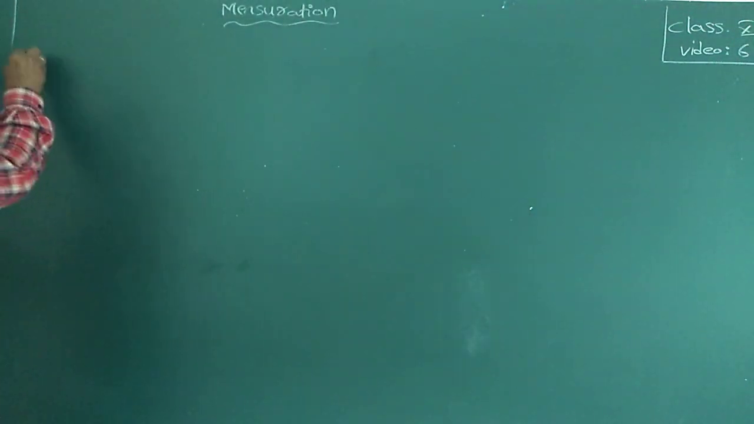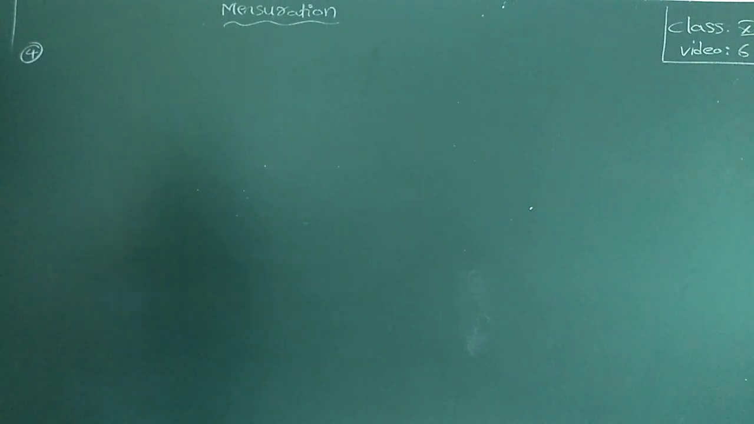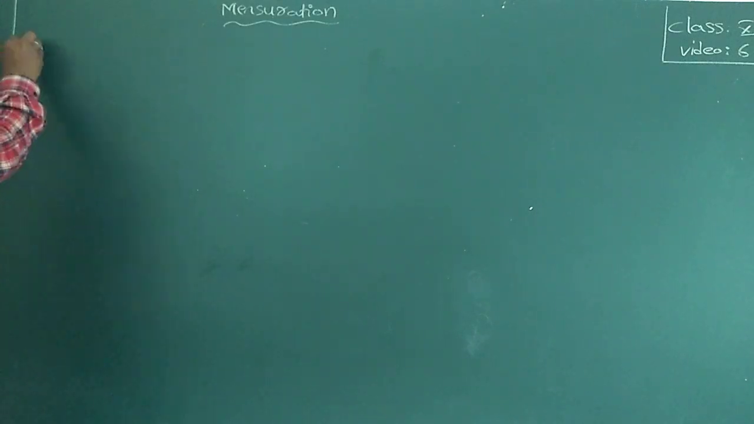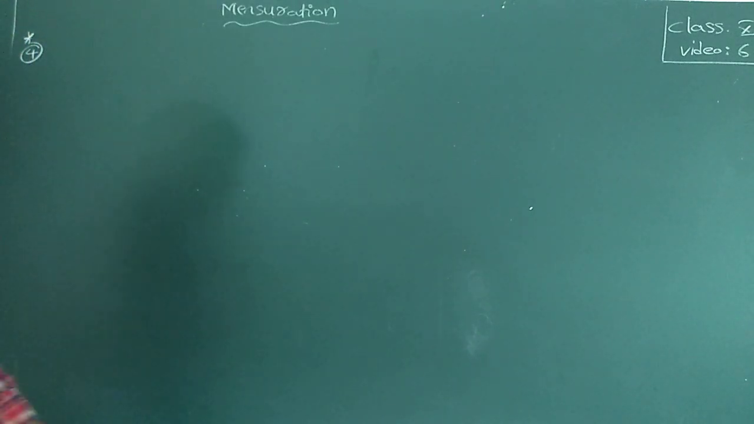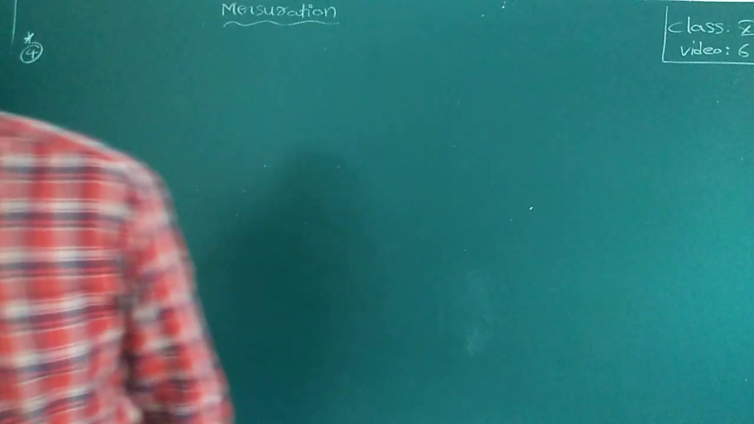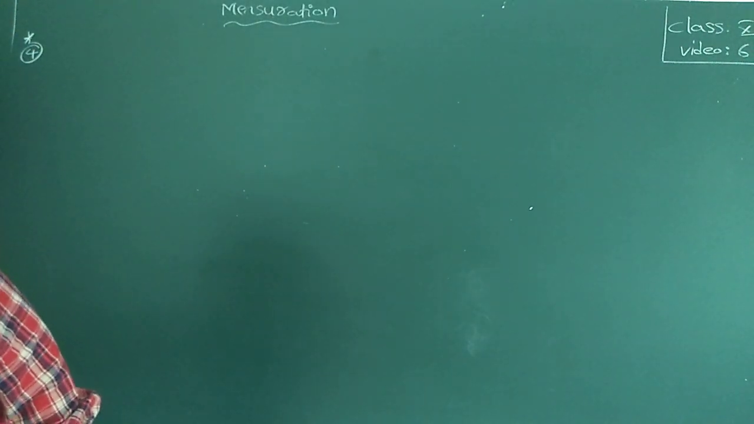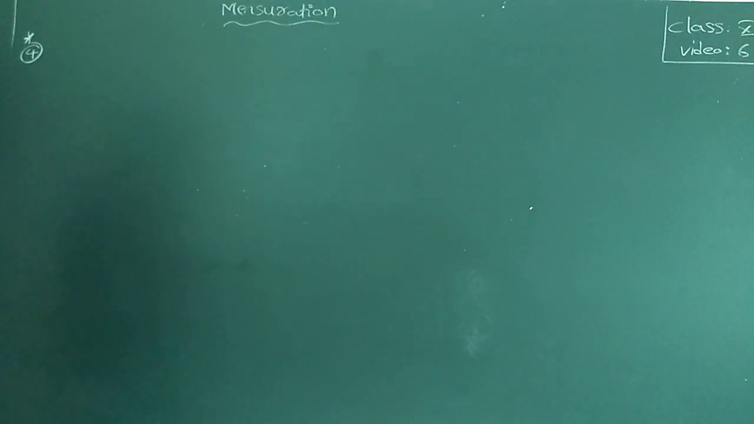Next one is the fourth one. This is a very important model question. 2 cubes, each of volume 64 cubic centimeters.